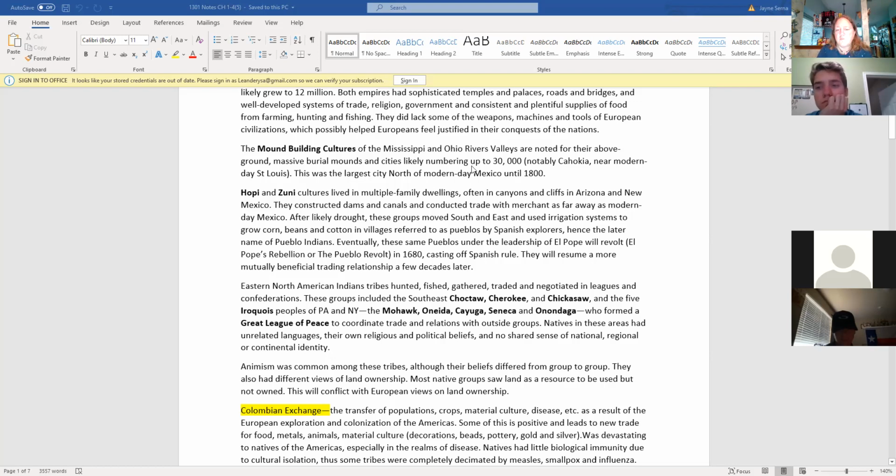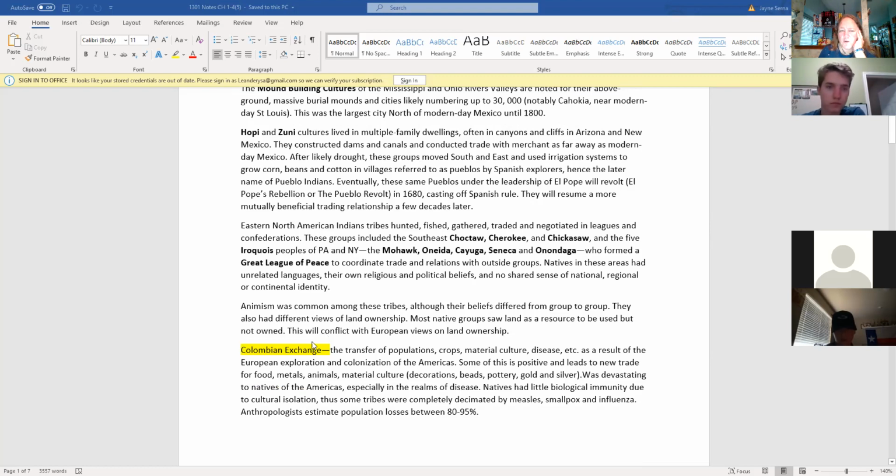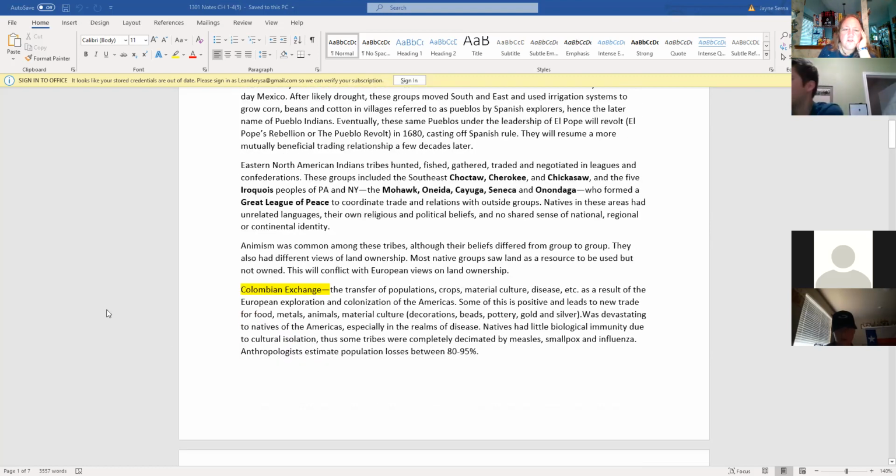So they eventually rebel against the Spanish, and they're able to get more control, more autonomy in their lives, which everyone wants. You can pay for stuff.